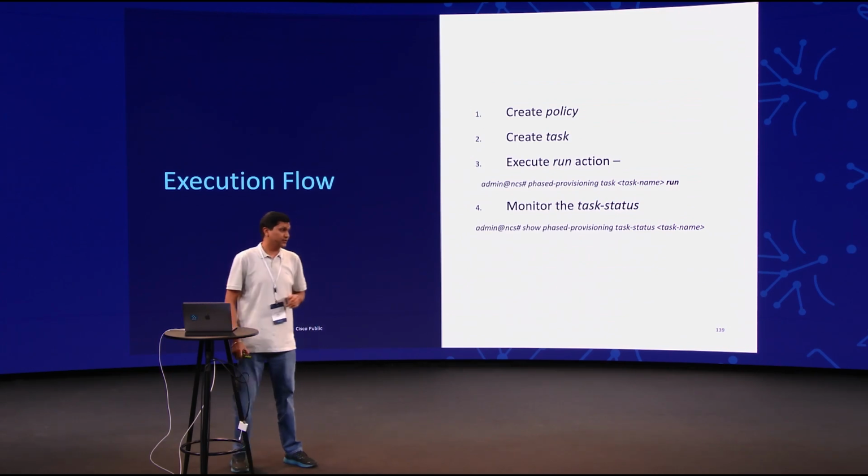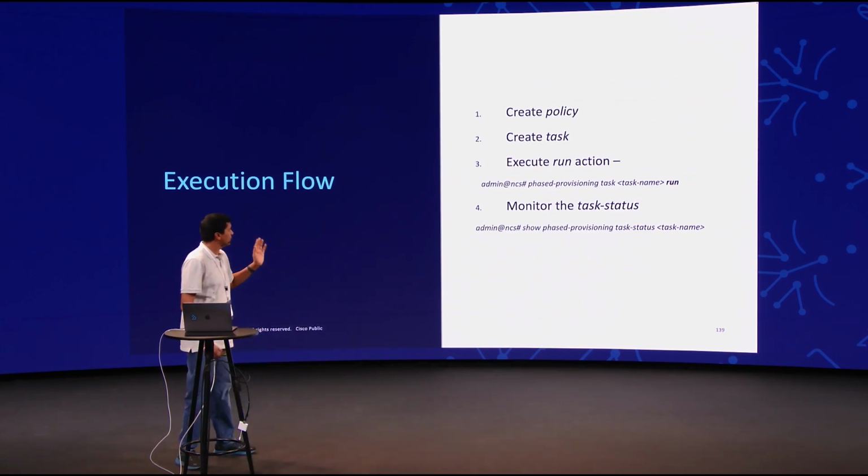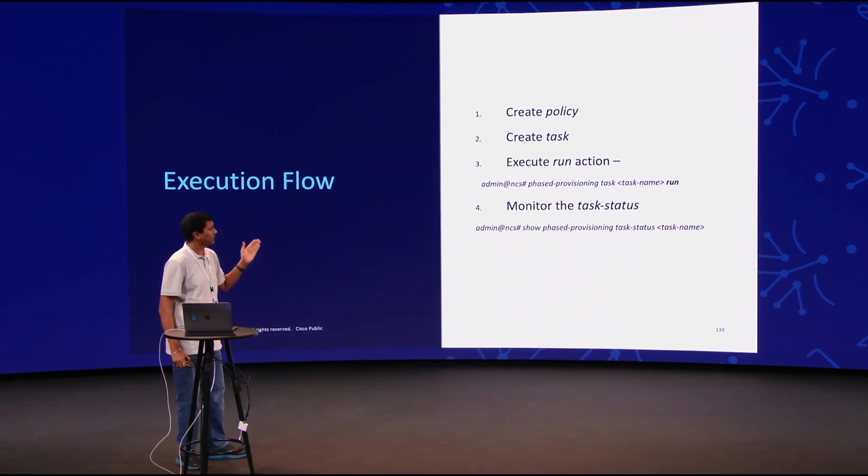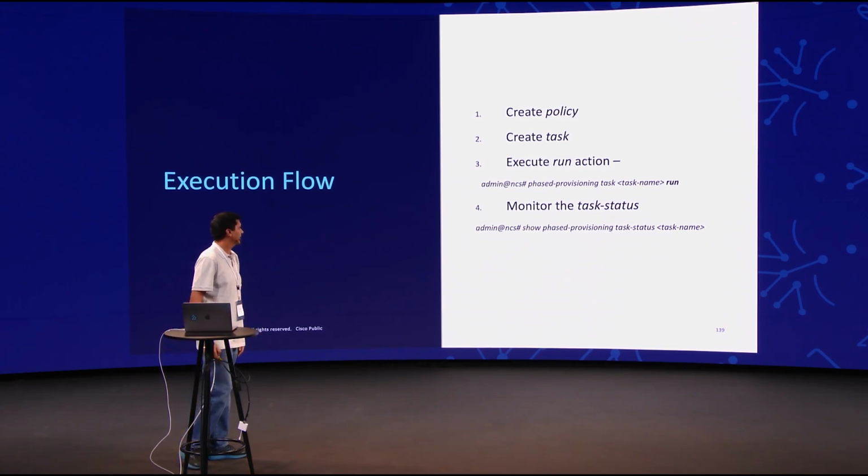Let's see what the execution flow is. If you want to use the package, the first thing you'll do is create the policy. Then you create a task. Then you run this action. That's where the framework will take those things and start doing whatever it's supposed to do, which I'll cover. And then you want to monitor the status. There's a show command you can run to monitor the task status, right?